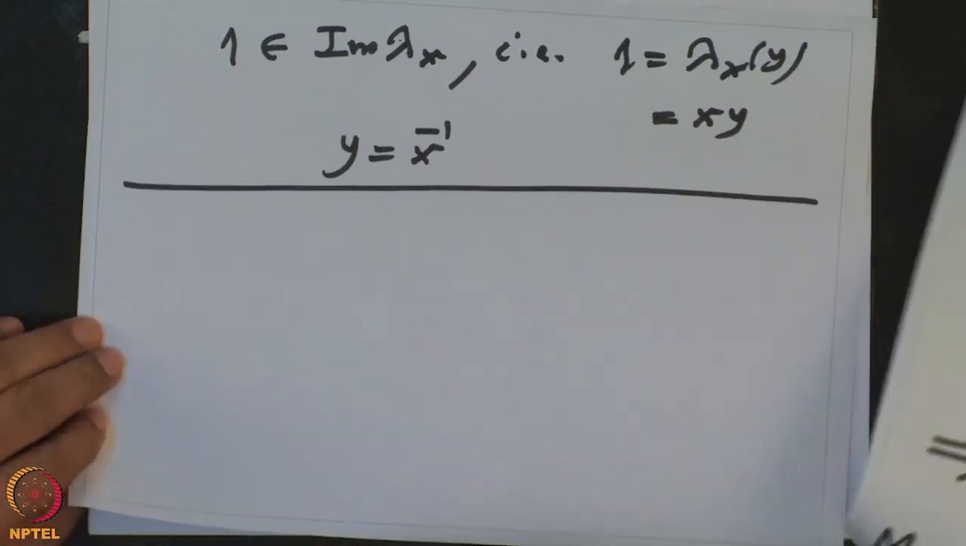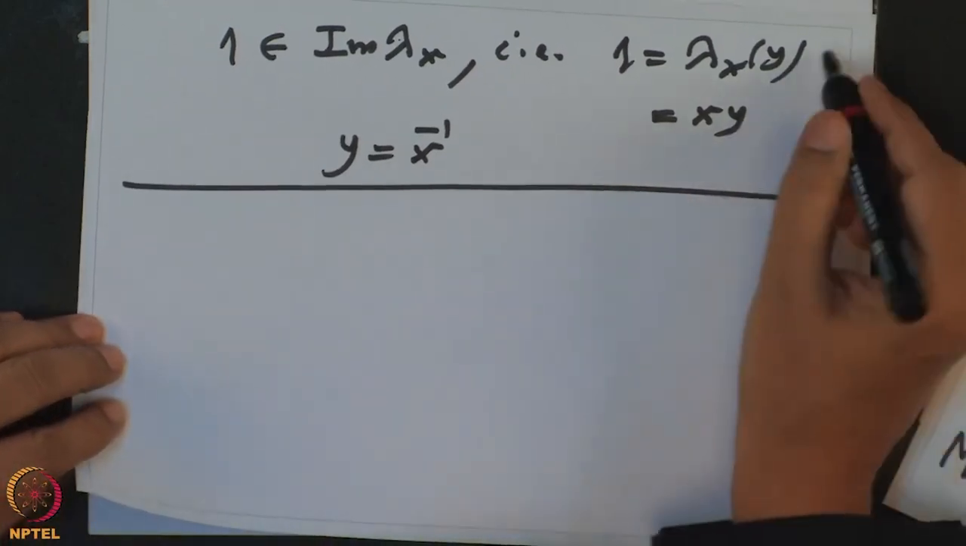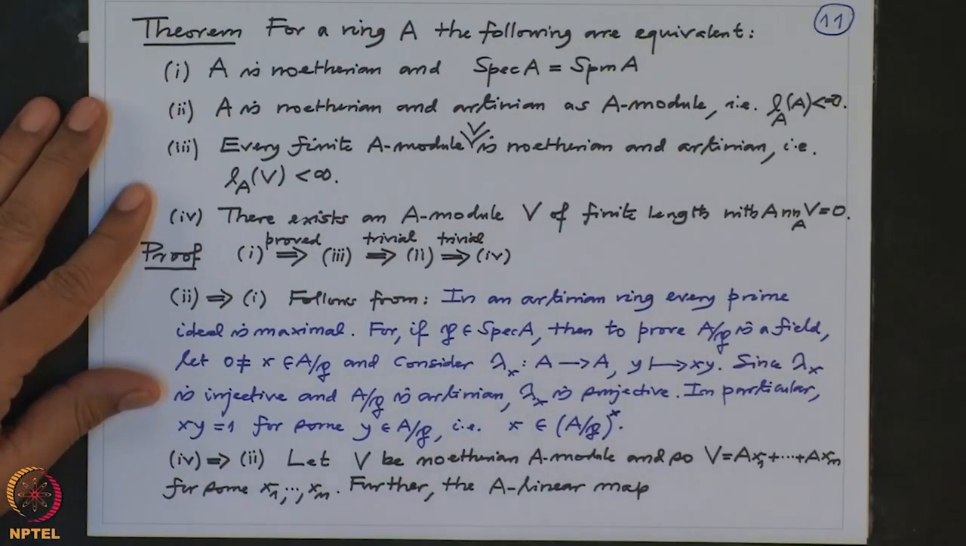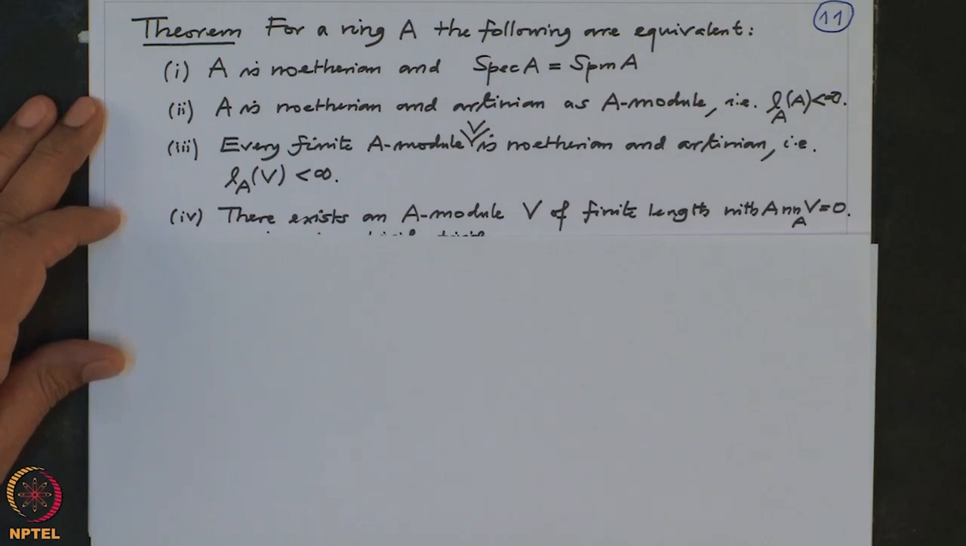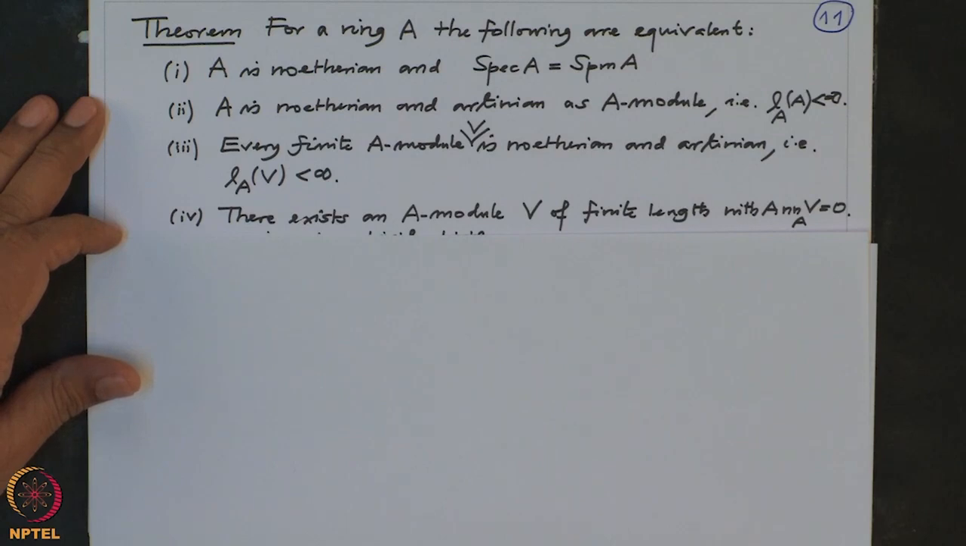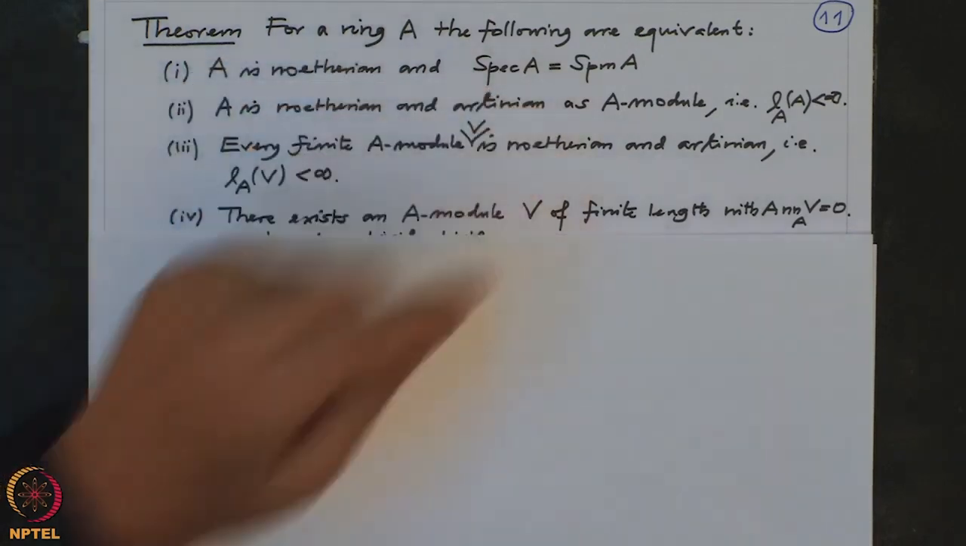Now, with this I want to prove the following theorem. The theorem is, if you have a ring A, the following statements are equivalent. Number one, A is Noetherian and spec of A equals SPM of A, that means every prime ideal is maximal. The second statement is A is Noetherian and Artinian as A modules. But this will mean the length of A as A module is finite because it satisfies ACC and DCC also.